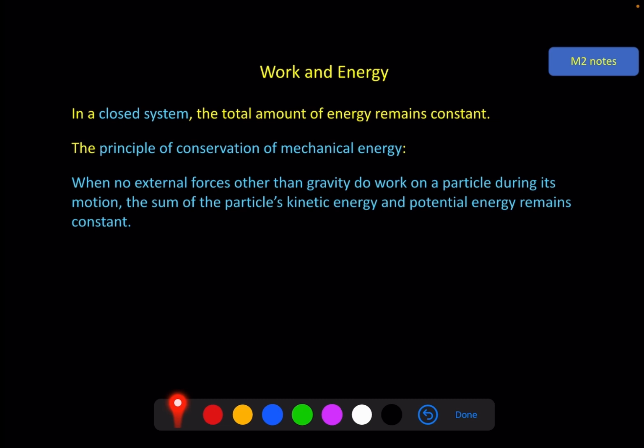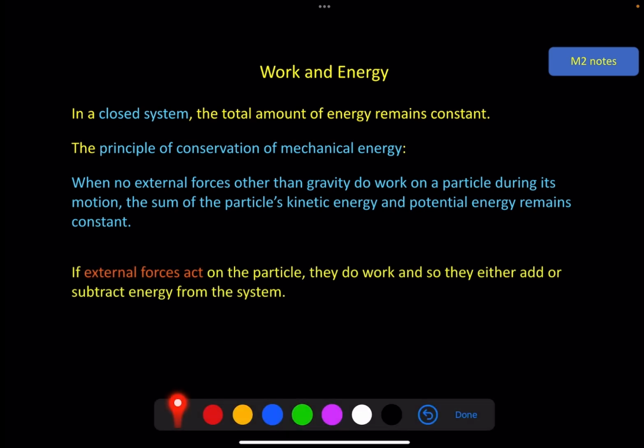Now let's be clear, this is for a closed system. However, closed systems aren't very realistic. Here on Earth, we tend to have a lot of friction, even if it's just air resistance. So we need to consider what happens if it's not a closed system. If there are external forces acting on a particle, for example a driving force or friction, they do work, and so they either add or subtract energy from the system. A driving force is probably going to add energy into your system. Friction is going to subtract energy from your system.